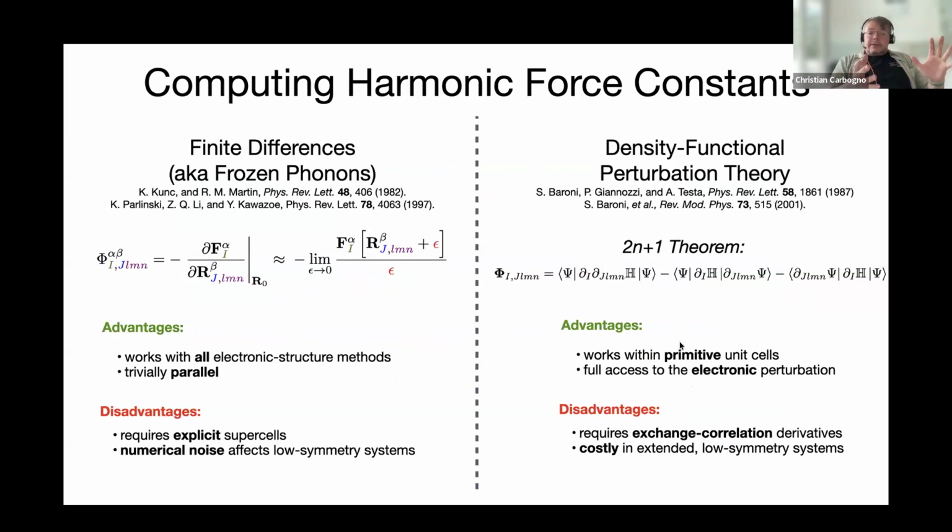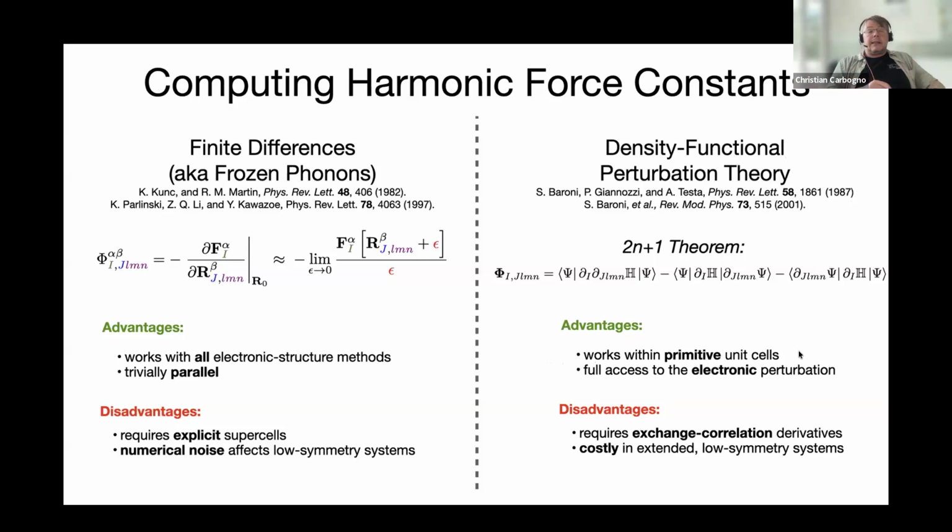Now, I've tried to give you a little bit of an idea how these methods work. You will learn a lot more about these density functional perturbation theories in today's hands-on exercises, where we will use this technique to calculate properties for silicon, and you will see in practice how this works. Again, the advantage: this works within primitive unit cells, so you don't have to go to expensive supercells.